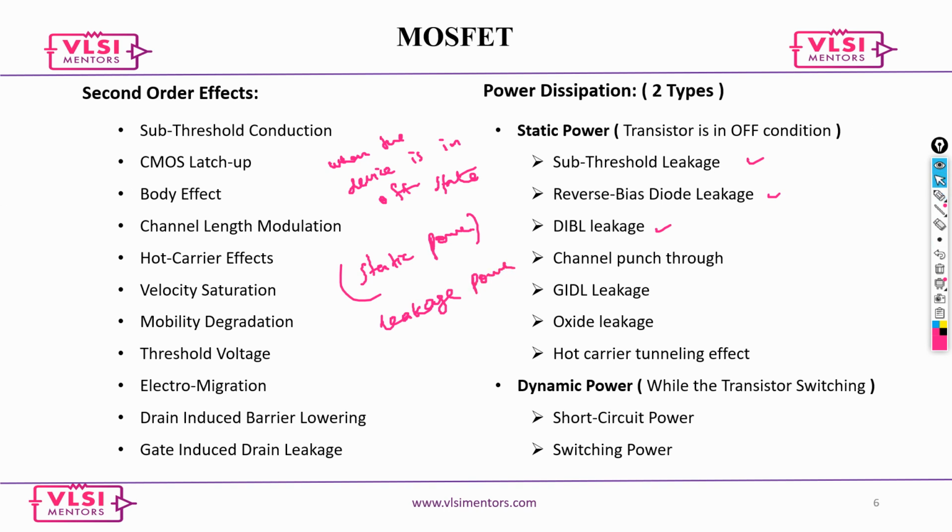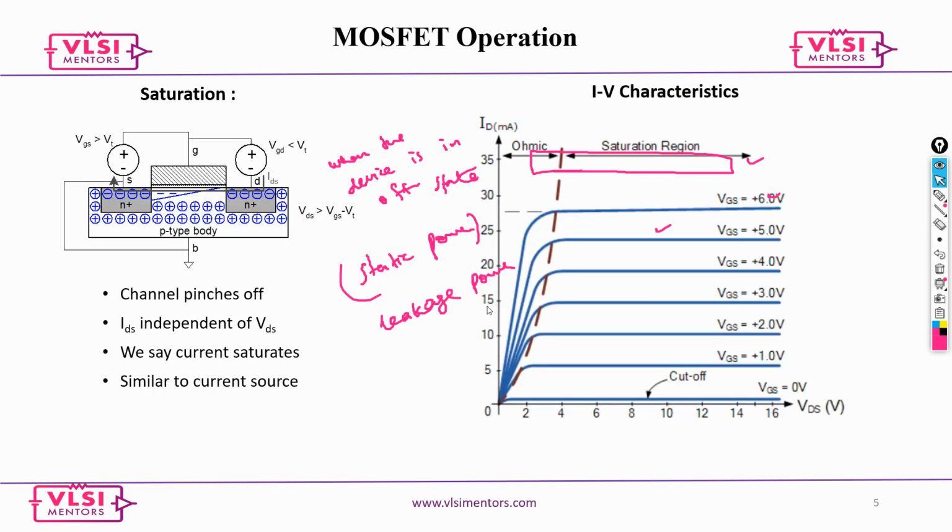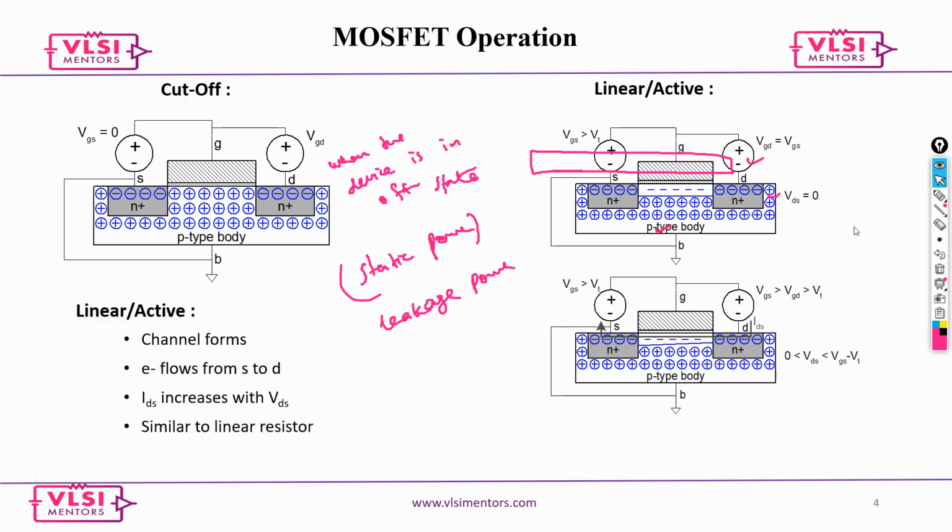Okay, and now what is the meaning of this leakage power? Let's try to understand. There is subthreshold leakage. What is the meaning of subthreshold leakage? If you look at the slide here, this is basically cutoff, where the transistor is said to be in the off condition.